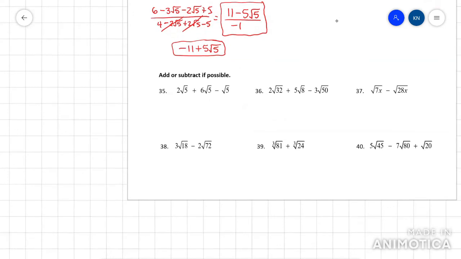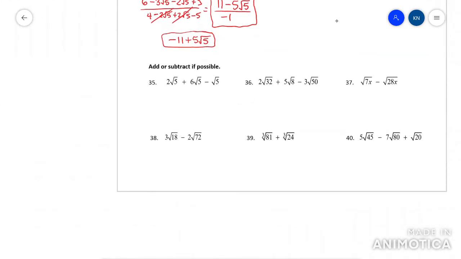Okay, and now the last ones. You're adding and subtracting these radicals. So in order to do that, you need to have the numbers in the root all the same. So 2 plus 6 minus 1 is 7. So this one's just 7 root 5. I'm just basically adding these lead coefficients.